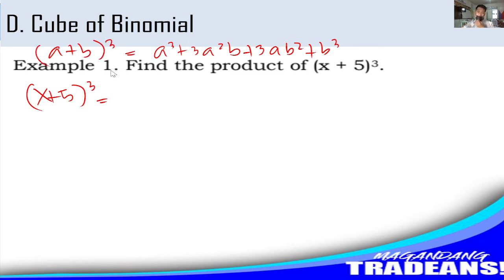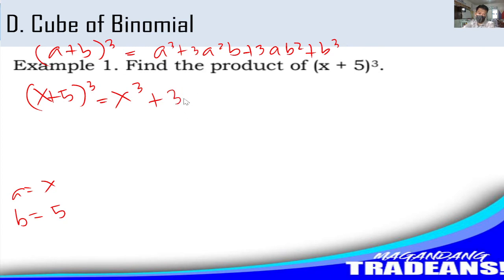So, tingnan natin. What is our a? Our a here is x, and our b is 5. Take note, our a here is x, and our b here is 5. So, let's do substitution. So, we have a cubed. What is our a? x. So, we have x cubed plus 3a squared.